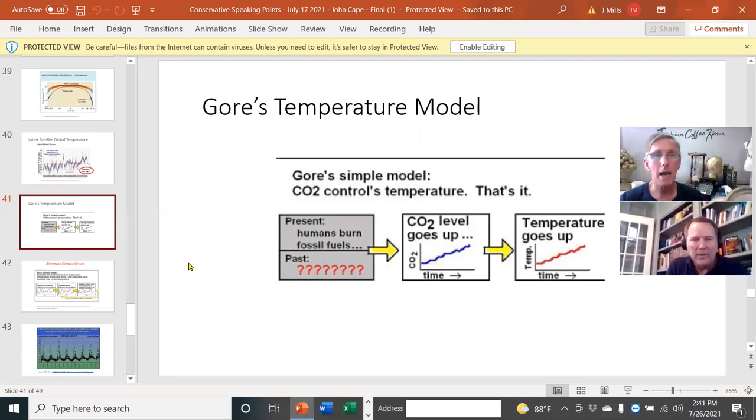Yeah. So we have our good friend Al Gore, who we don't hear from much anymore, but he still has some material to present, I guess.